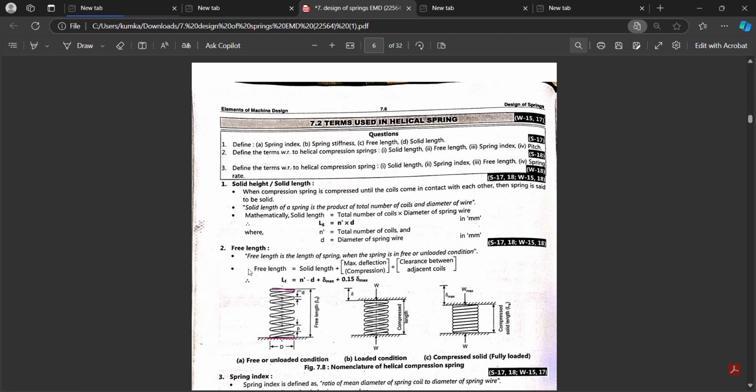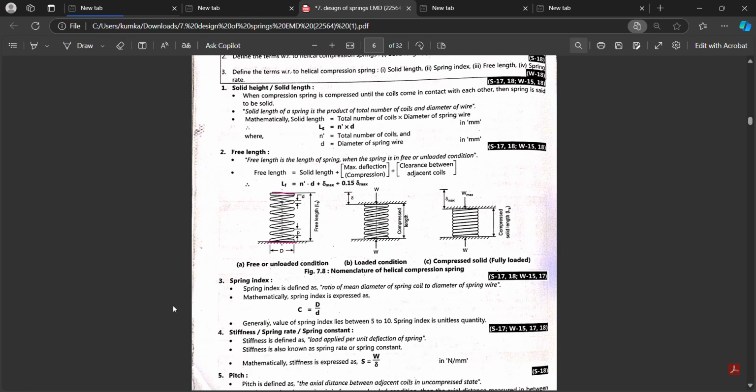Then is the free length of the spring. If the load is released from the spring, then the spring will deflect, and if the deflection is full, with the full length, then it is called the free length of the spring. The free length of the spring consists of the solid length plus maximum deflection, and the clearance between the adjacent coils, which is 0.15 of the deflection.